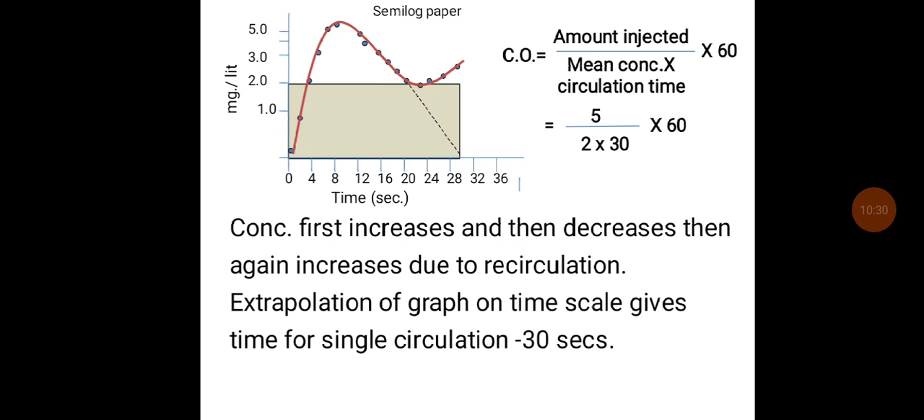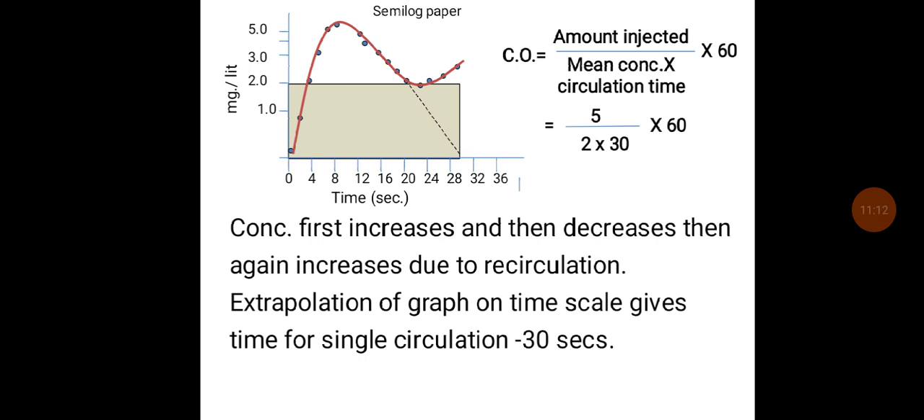With this, cardiac output can be calculated by this formula: amount of dye injected into the circulation divided by mean concentration of the dye in the circulation times circulation time, into 60. Okay, so here the mean concentration of the dye is going to be calculated by extrapolation of the graph. Okay, so the area under the curve will be the average amount of the dye during one circulation time.